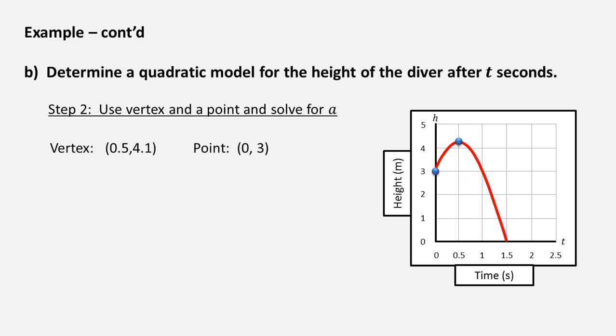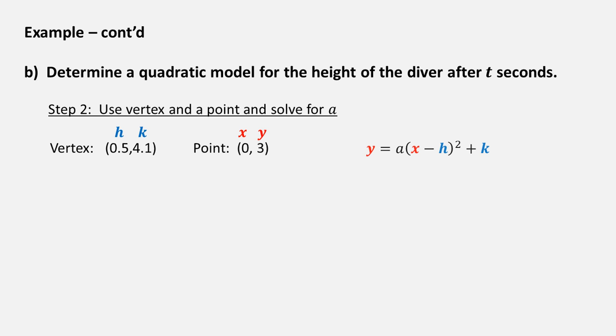So if our vertex, (h, k), is (0.5, 4.1), we also have a y-intercept, we'll label as (x, y), and that's at the point (0, 3). We could use either point, but (0, 3) is sort of the easier point of the 2 to use. Substitute these values into the vertex form of the quadratic function, and let's determine a.